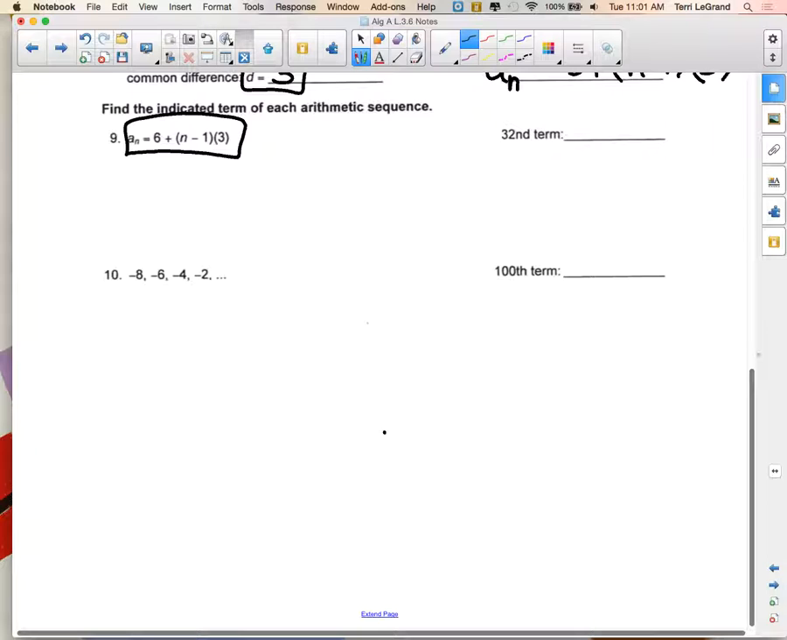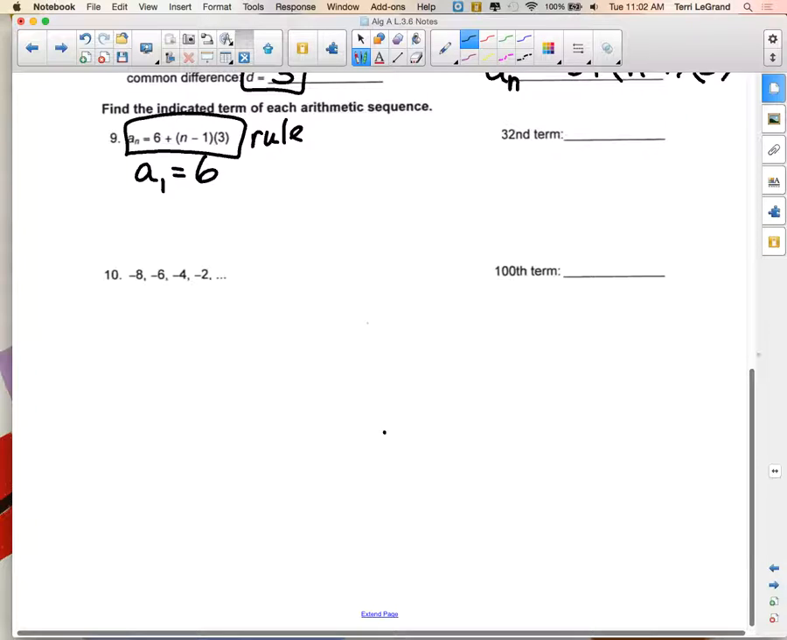This is our rule. They already gave us the rule, didn't they? They want us to use this rule to find the 32nd term. Before we do that, could anybody tell me right now, what does this arithmetic sequence start with? It starts with 6, because our a sub 1 value, I want you to write that down, is 6. This arithmetic sequence starts with 6.